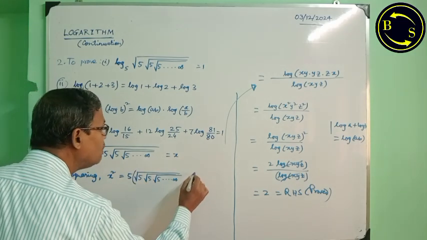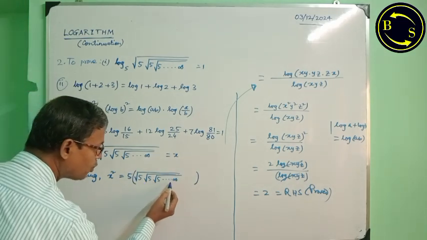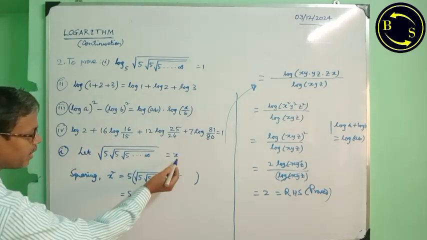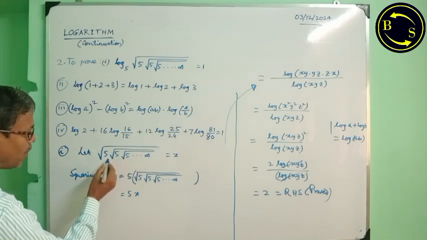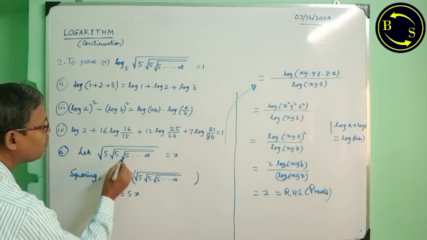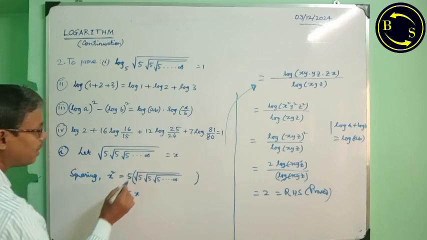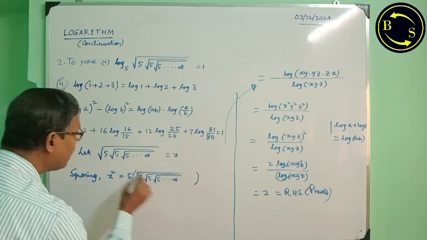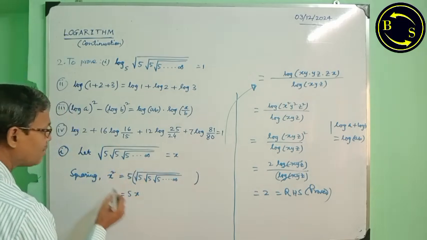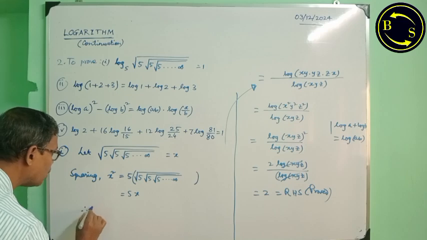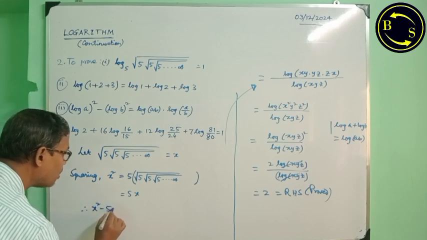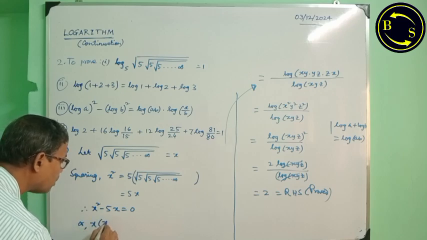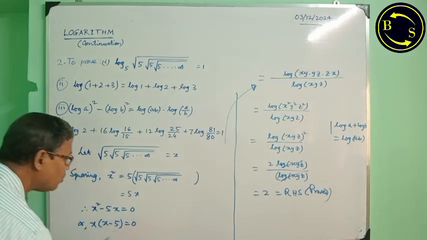Now this one again, product to infinity, that means this becomes 5x. As I have taken x equal to square root of 5 into square root of 5 into square root of 5 up to infinity, therefore after squaring, we get 5 into again this part, that is x. Therefore, x square minus 5x is equal to 0. Now taking x common factor, x minus 5 equal to 0.